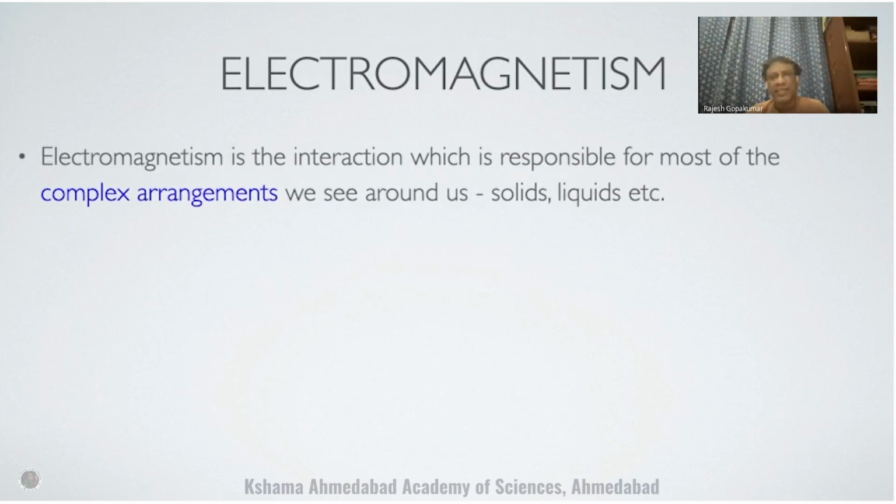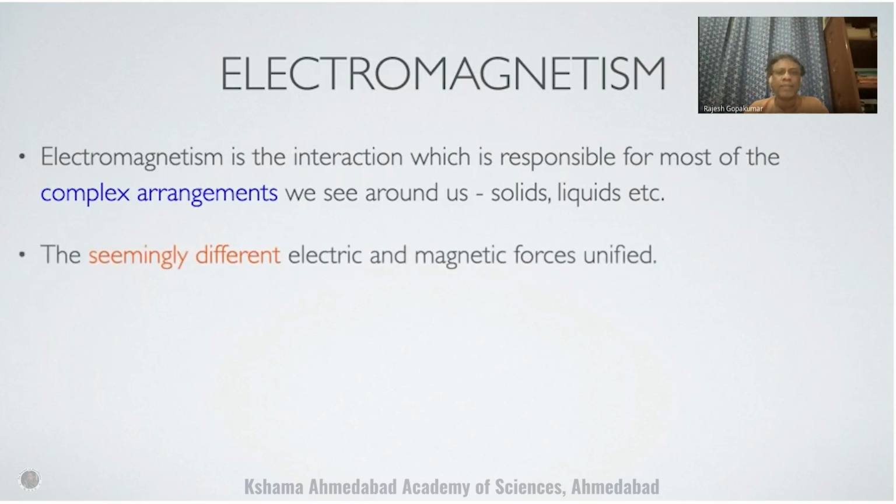This is the interaction which is responsible for most of the complex arrangements we see around us, of liquids, solids, gases, and their different phases, many unusual properties of materials. Some are conductors of heat and electricity, others have other properties of being malleable and whatnot. So the chemical properties, physical properties, a lot of them arise from electromagnetism, because ultimately in a solid or a liquid, the particles are built out of atoms, and the atoms are essentially interacting with each other electromagnetically. But that is jumping ahead of the story.